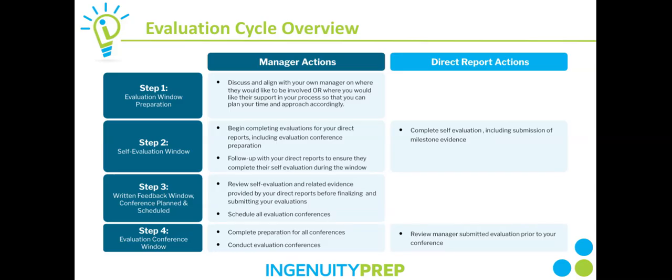Let's start with the big picture. As a manager, you can think of the evaluation cycle as having four main steps: preparation for the cycle, the self-evaluation window, finalizing of your evaluation of the staff member and conference scheduling, and finally, the evaluation conferences themselves. On the left, you'll see the actions managers are responsible for, and on the right are the actions your direct report staff members will take. You can think of this as your roadmap for each cycle. Now let's go a little deeper into each step.